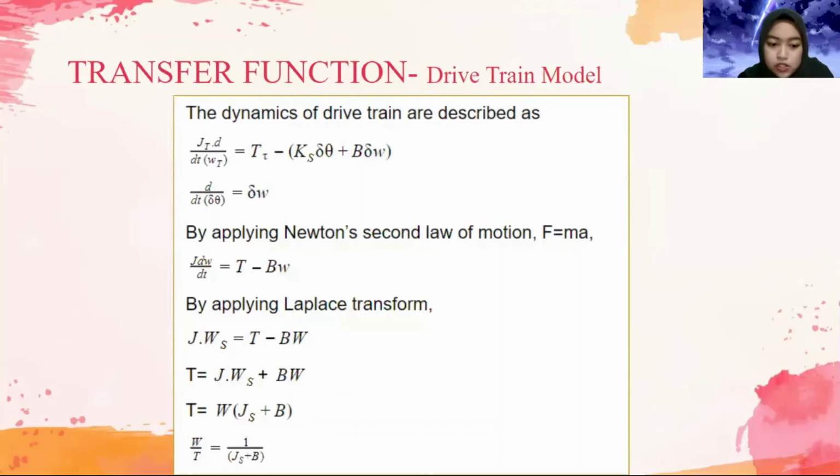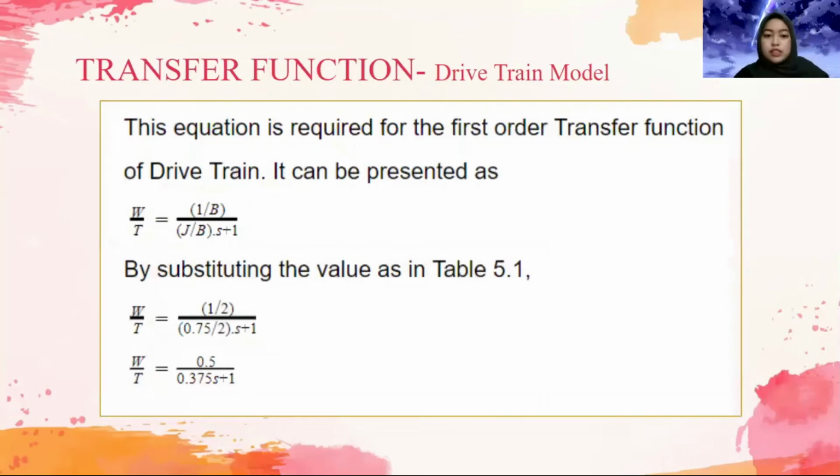And we rearrange it so it goes into the equation ω over T is equal to 1 over Js plus B. Basically, this ratio equation is required for the first order transfer function of the drivetrain, as it can be presented as ω over T is equal to 1 over B, over J over B times s plus 1. So we substitute the values as in table 5.1, which is the table of values, and we can get the ratio of ω over T is equal to 0.5 over 0.3575 s plus 1.